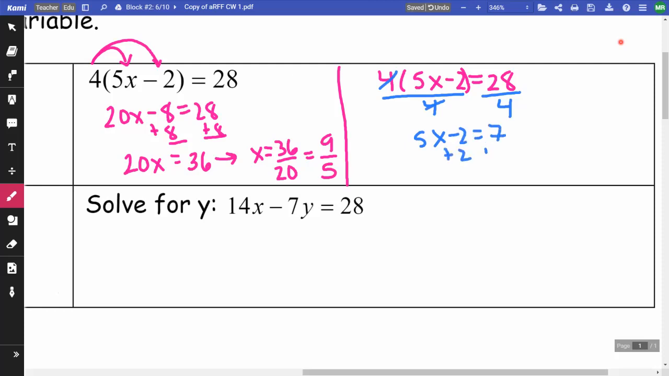You're going to add 2 to both sides. You get 5x is equal to 9. So when I divide by 5, I get x is equal to 9/5. So again, you see you got the same answer, whichever way you feel comfortable.